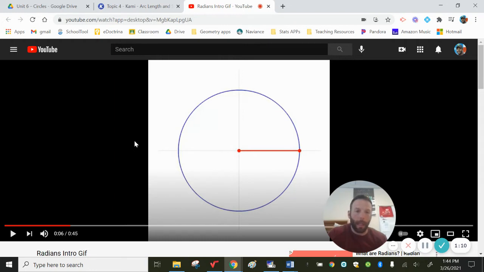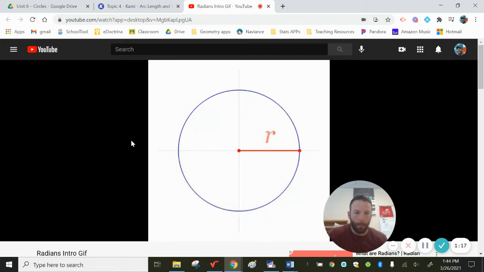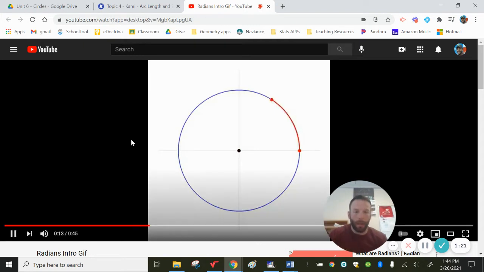Now, the red segment represents the length of the radius, and a radian measure happens when you have this happening right here. So that you take the length of the radius and you kind of fold it along the edge of a circle. So what you see right here, that rotation is equal to the length of one radius. And the length of one radius is equal to the measure of one radian rotation. So one radius length is equal to one radian rotation.